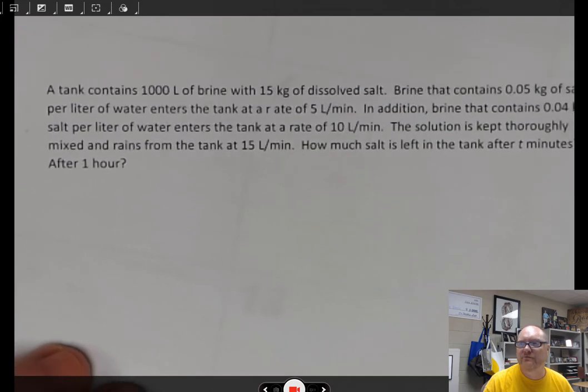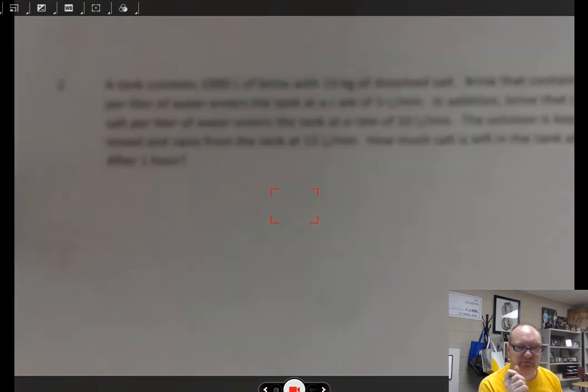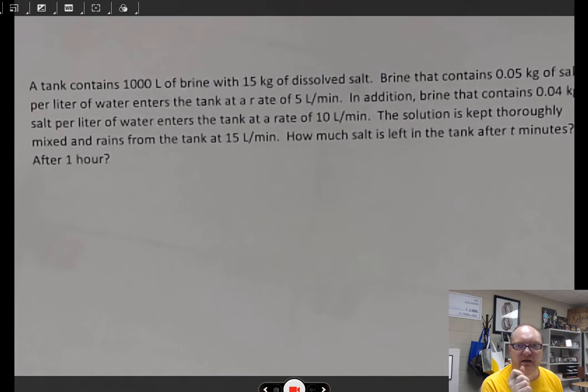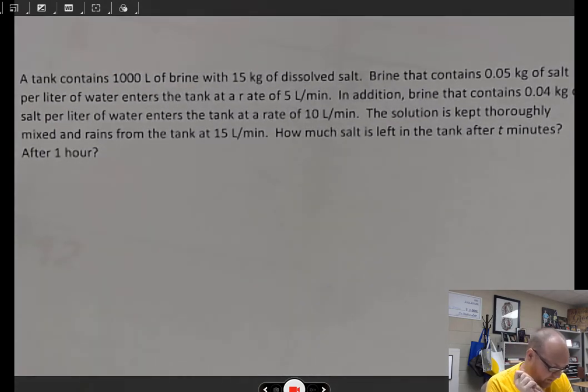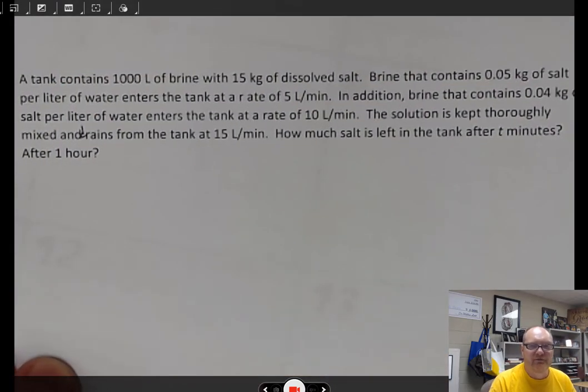All right, so take a moment and read number 2. A tank contains 1,000 liters of brine with 15 kilograms of dissolved salt. Brine that contains 0.05 kilograms of salt per liter of water enters the tank at a rate of 5 liters per minute. In addition, brine that contains 4.4 kilograms of salt per liter enters the tank at a rate of 10 liters per minute. The salt is kept thoroughly mixed and drains from the tank at a rate of 15 liters per minute. How much salt is in the tank after t minutes and then after 1 hour?